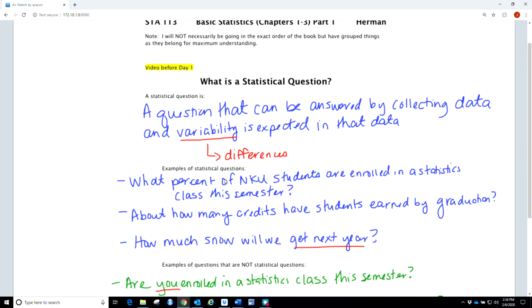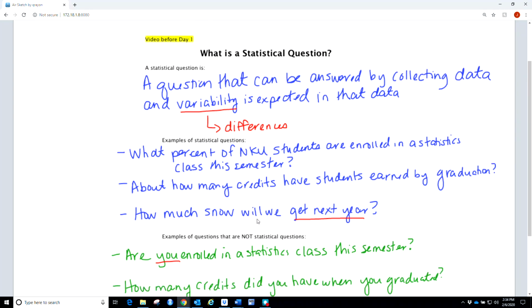So in the next class, we're going to get to collect some data to see if you can figure out the question.